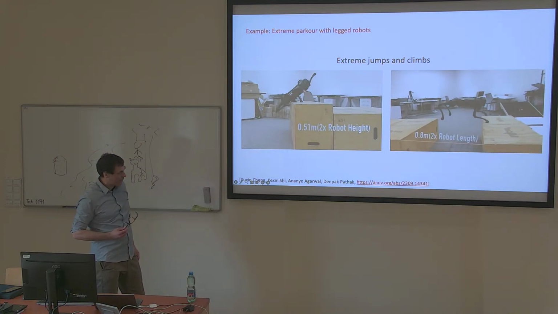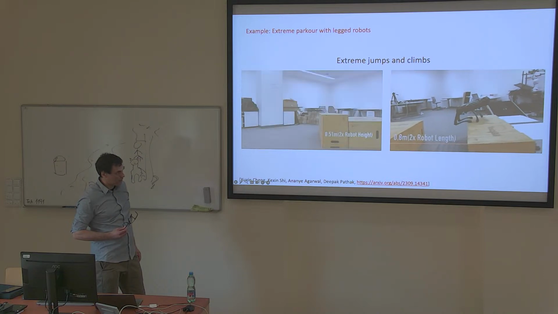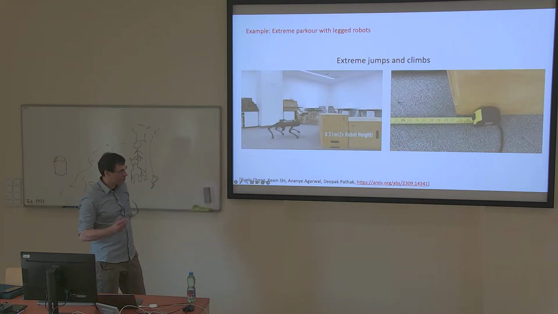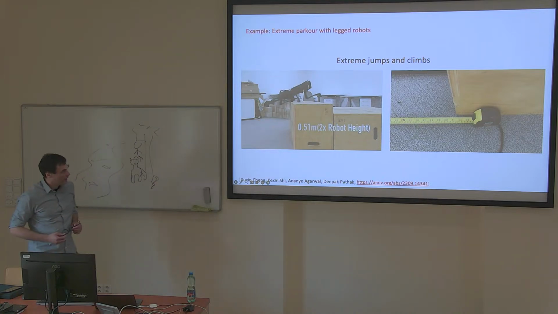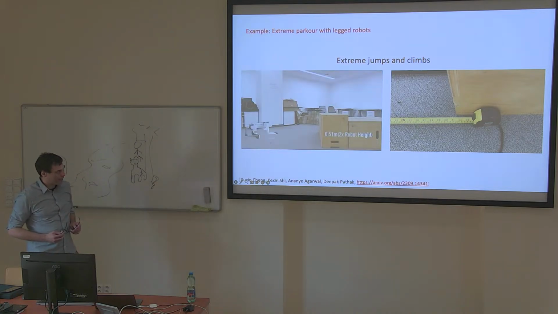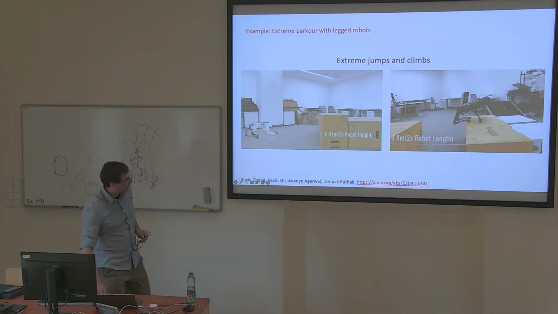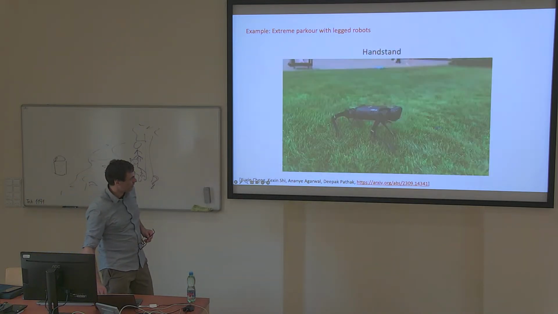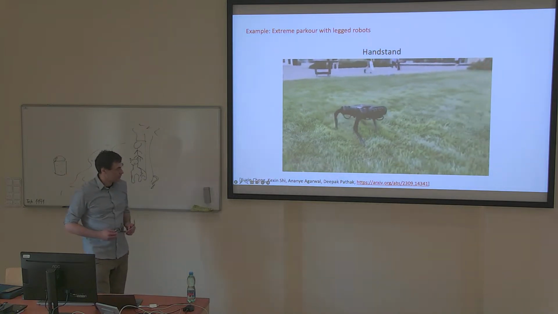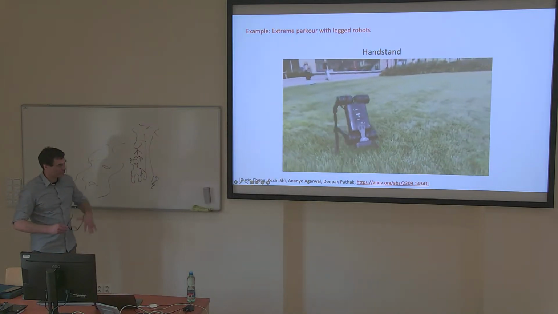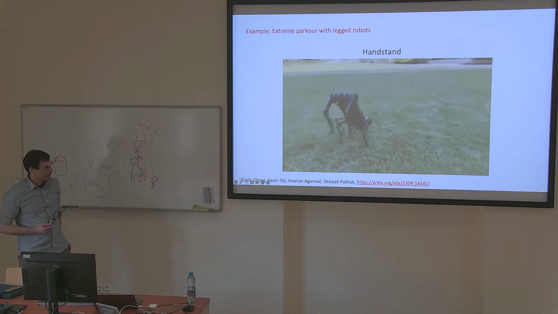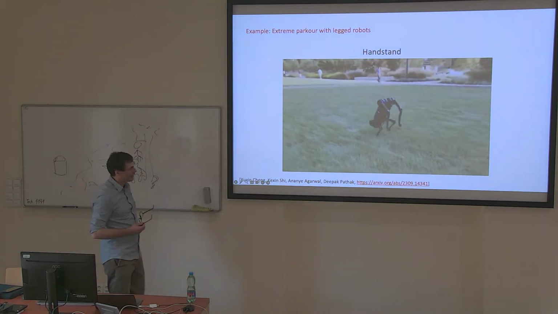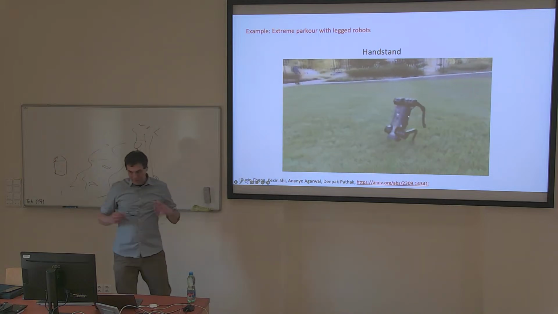gap which is twice the length of the robot. Yeah, so it has really learned these motions, which are fairly extreme, fairly difficult. And I'll show you a little bit more of what it has learned. It has learned to do a handstand, which is sort of walking on the front legs.